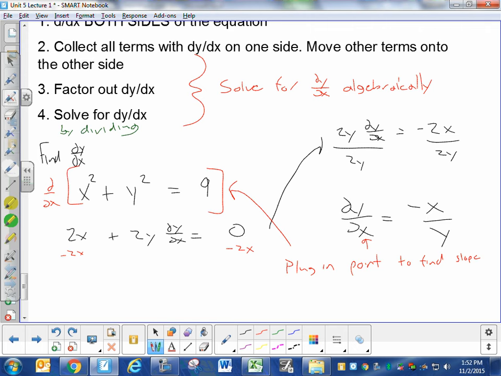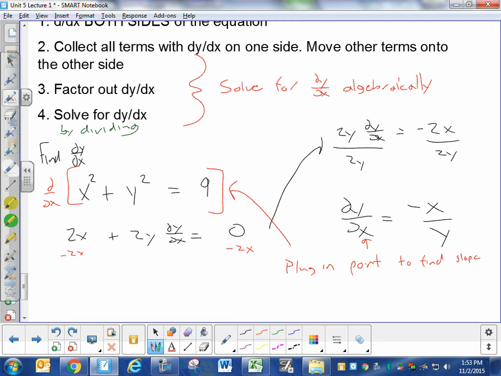Now, that means I can't just plug in a random point like 4, 1. That's a random point. 4, 1 is not going to be able to be plugged in here because 4, 1 is not a point on this original equation. I plug in 4 for x, I get 16 plus 1, 17, not equal to 9. That's not something I'd plug in. But I would plug in things that would work. Give me an example of a point that works.